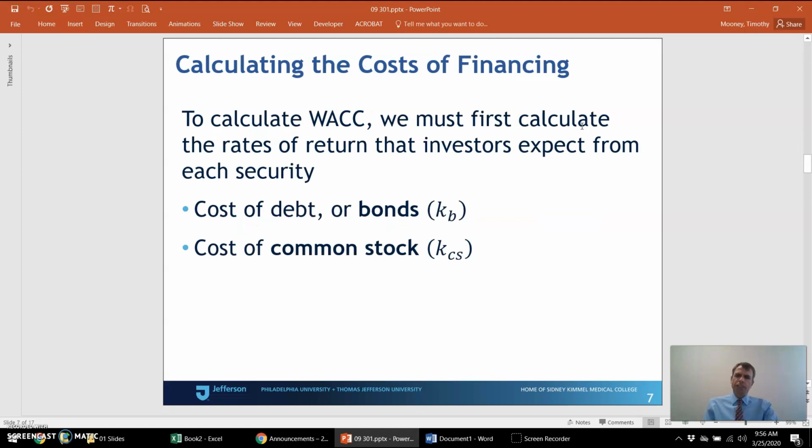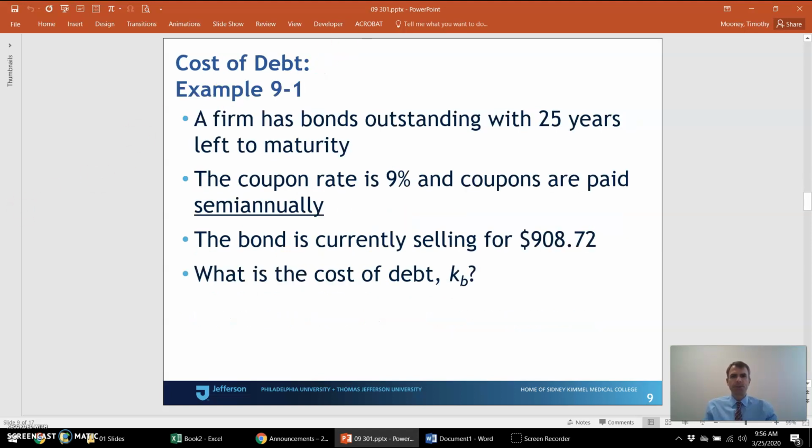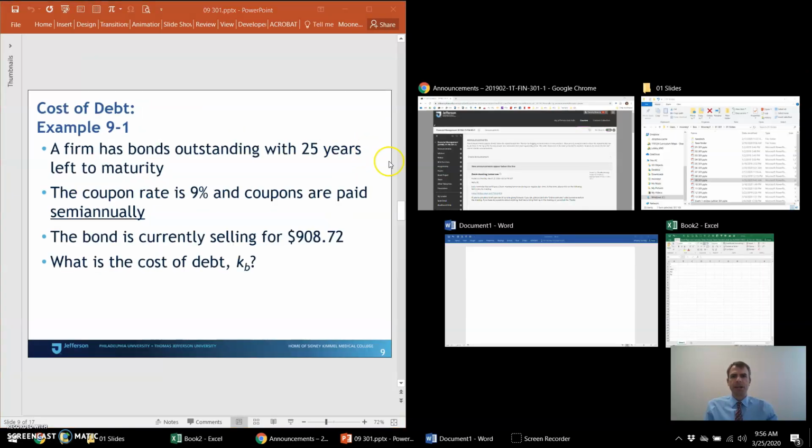So let's look at these costs. We've seen them before, and the cost of debt, the discount rate on a firm's bonds, is the yield to maturity. So it's not the coupon rate, it's the yield to maturity. And we found the yield to maturity on a firm's bonds before. Let's review it. We use Excel. There's no algebraic formula for it. And just a brief example to review from the bond valuation chapter.